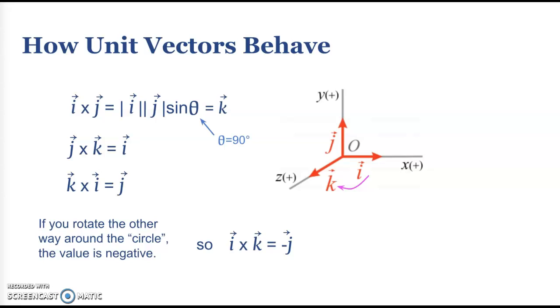So k cross i is positive j. i cross k is negative j. And what that means is cross products are not commutative. They have opposite signs if you switch them.